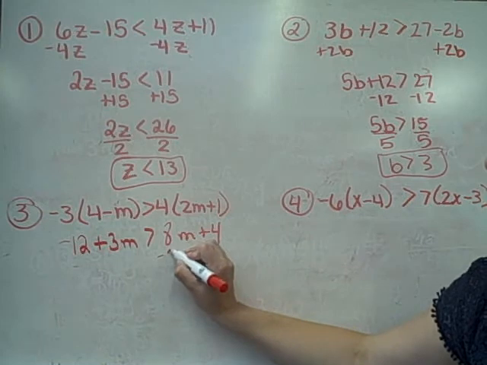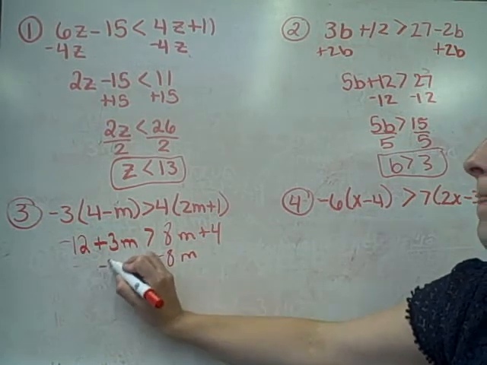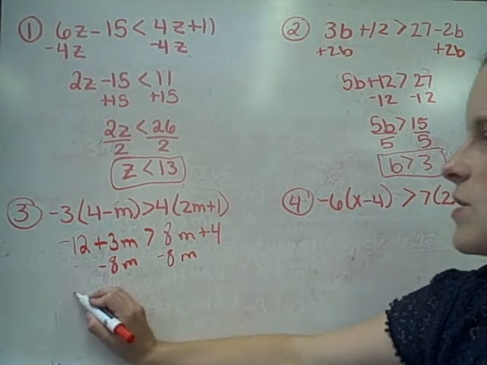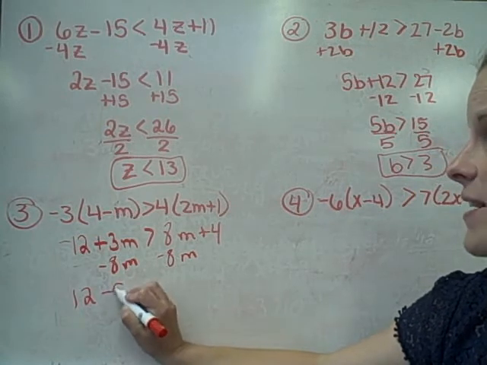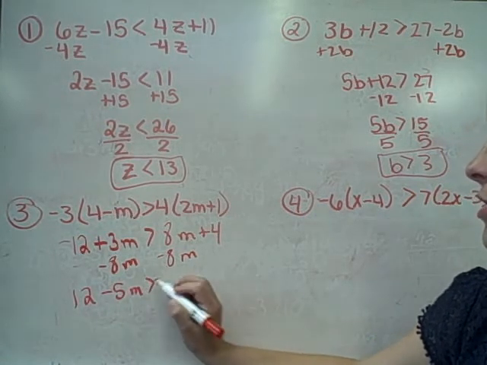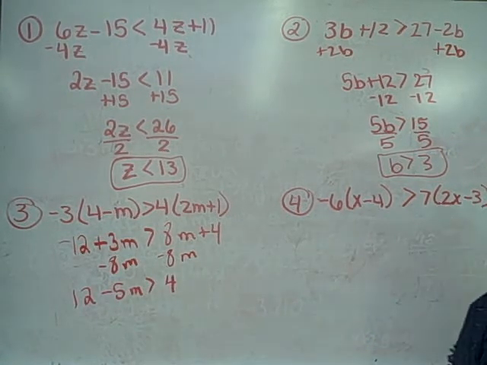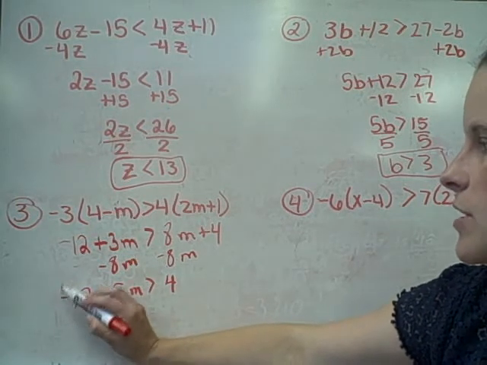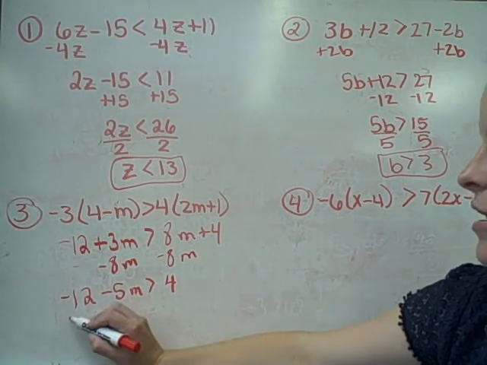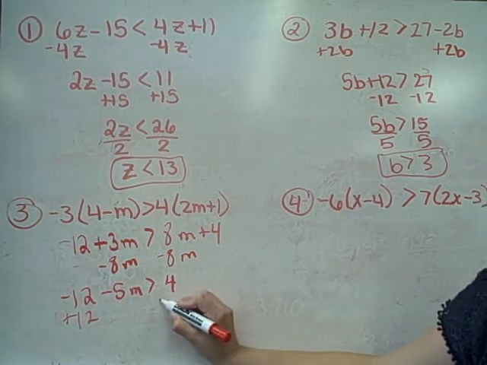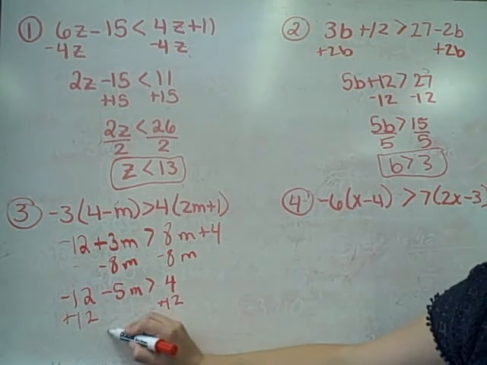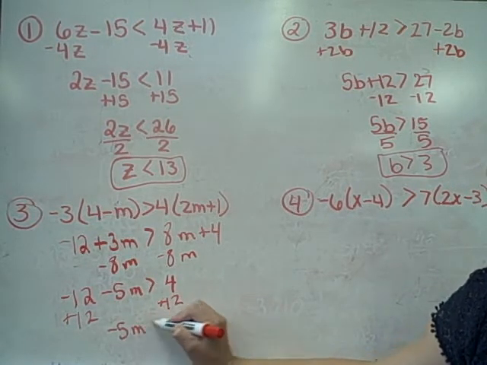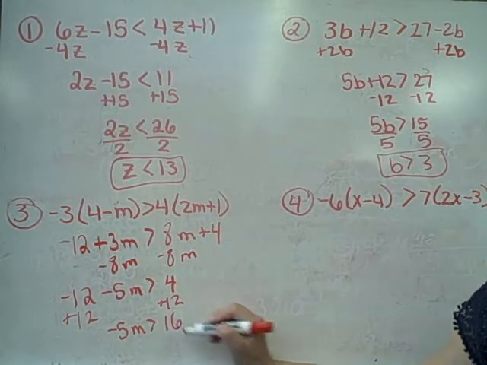So I'm going to subtract 8m. So this is negative 12 minus 5m is going to be greater than 4. Okay. So then I am going to subtract, oops, this is a negative 12, excuse me. Make sure you bring that negative sign. I'm going to add 12 to both sides. Negative 5m would be greater than 16.